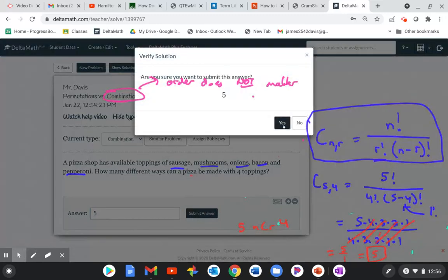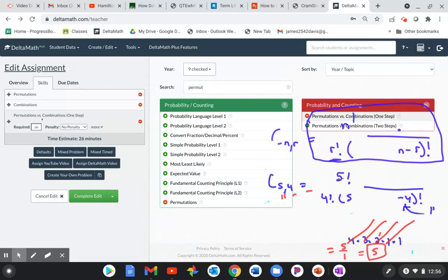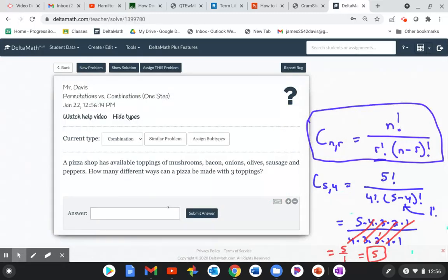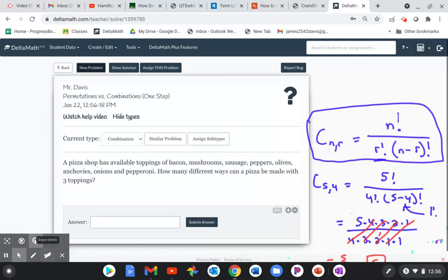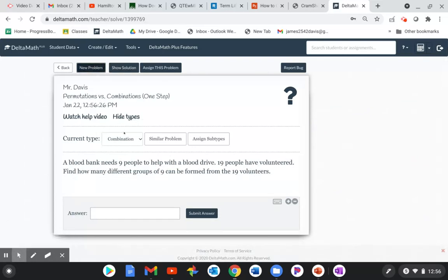All right, now our last set of problems, you're going to have to choose between the two. So let's go ahead and do that. Erase everything here. Some of them might be very similar problems. It'll give you a random either combination or permutation.